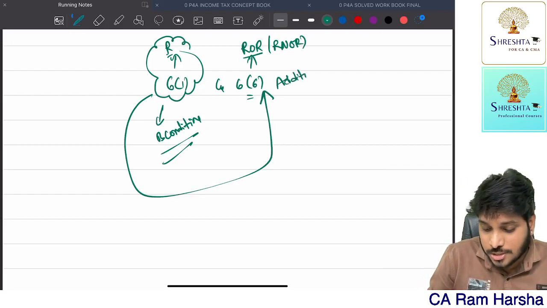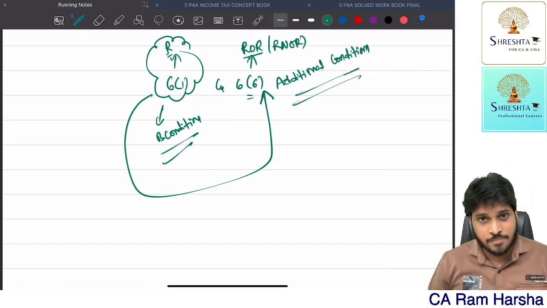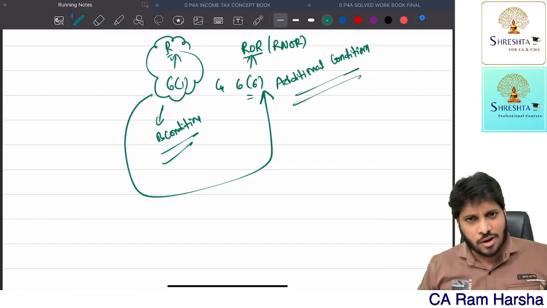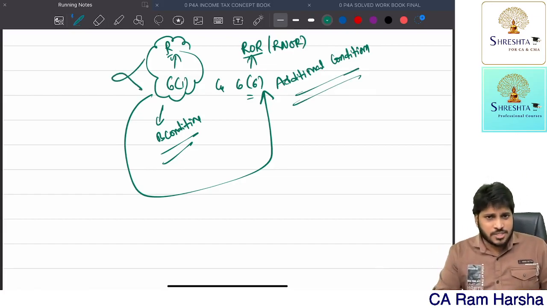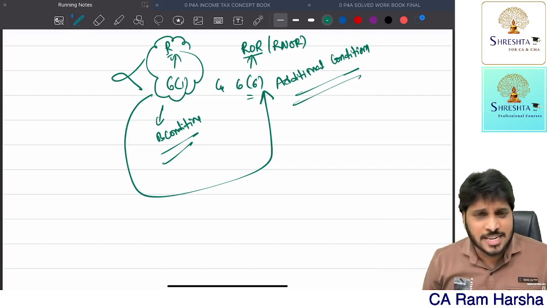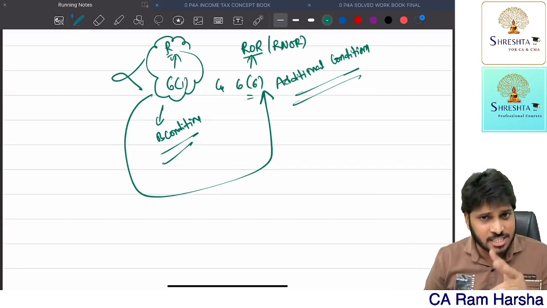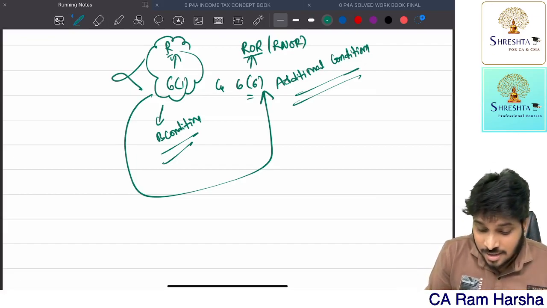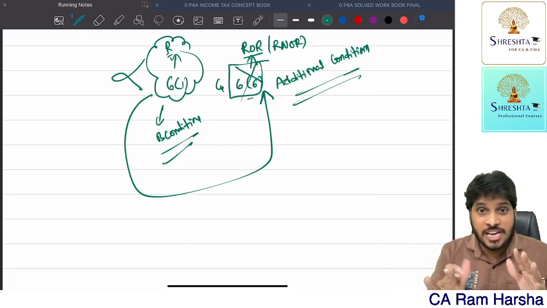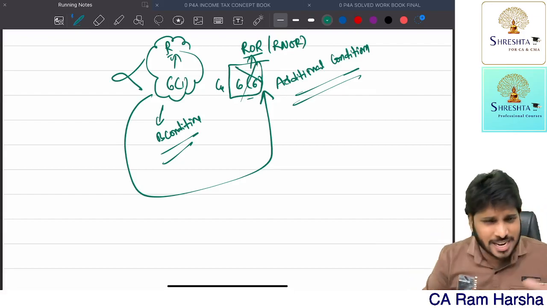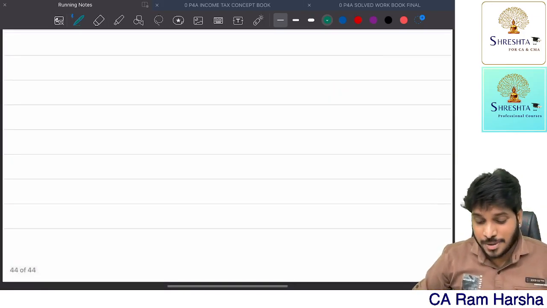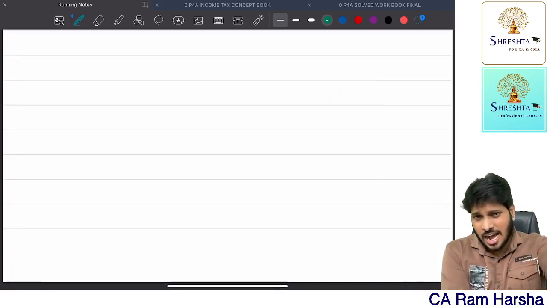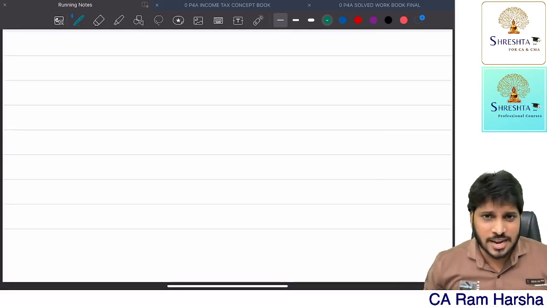What does 6 clause 6 talk about? Additional conditions. If at all an individual does not satisfy 6 clause 1, not satisfying any of the 2 basic conditions, both are failed, then we don't even check the additional condition. We don't check it at all. Getting it? So this is how we proceed. Now let us look at what are the basic conditions and what are the additional conditions, how this entire law has been drafted. Getting it?